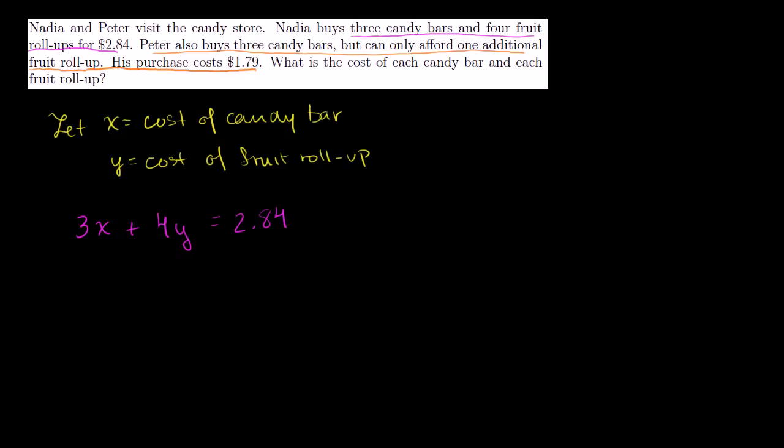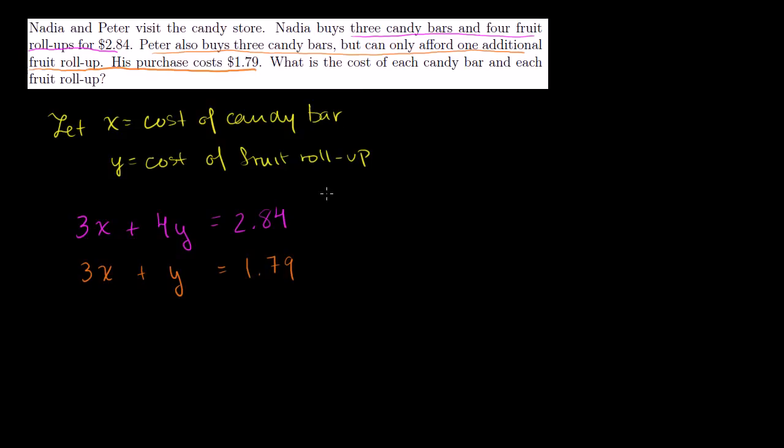The second statement, Peter also buys 3 candy bars, but can only afford 1 additional fruit roll-up. So plus 1 additional fruit roll-up. His purchase cost is equal to $1.79. What is the cost of each candy bar and each fruit roll-up?